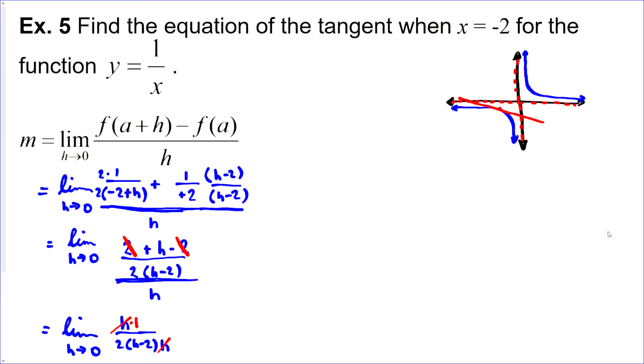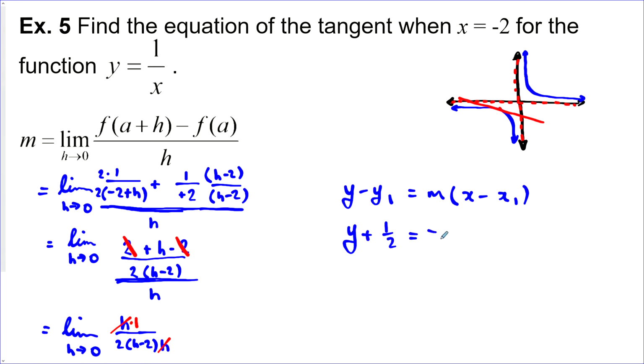Let's figure out the equation of that tangent line now. So we have y minus y1 equals m times x minus x1. y is our variable. y1 is the y value, so that would be this negative 1/2 we came up with.